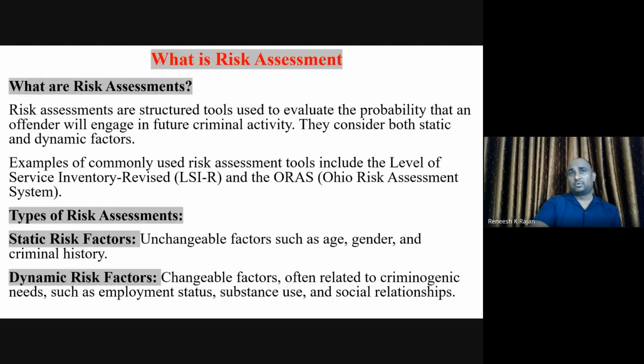So we talked about criminogenic needs, right? The 8 criminogenic needs that we talked about. Now we are going to go with what is risk assessment. There are mainly 3 terms in this: risk, need, responsibility. The first one is risk, then need, then responsibility. We already talked about need, in the sense of criminogenic needs, crime causing factors. So now we're going with the risk.